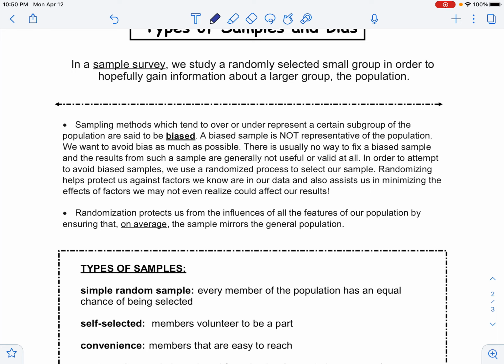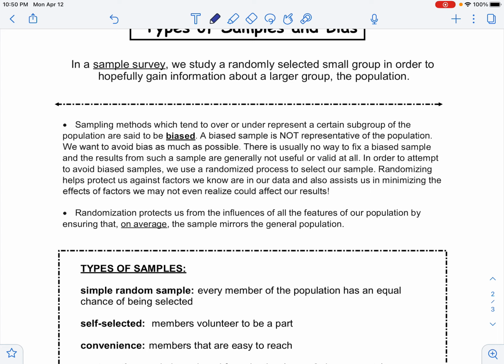There is usually no way to fix a biased sample, and the results from such a sample are generally not useful or valid at all. So if you have bias when you pull your sample, there's really no way to fix it. You have to make sure that you're selecting your sample unbiased from the start in order to make sure your results are valid. In order to attempt to avoid biased samples, we use a randomized process to select our sample.